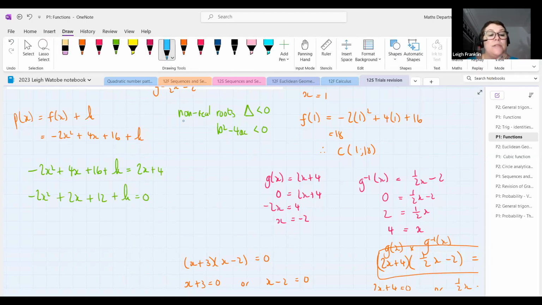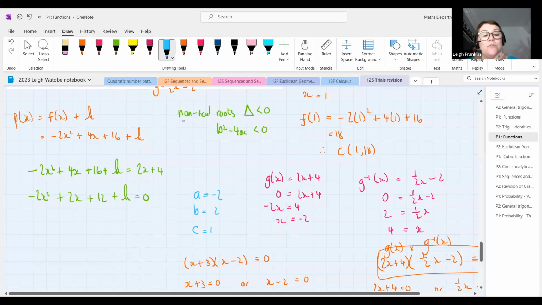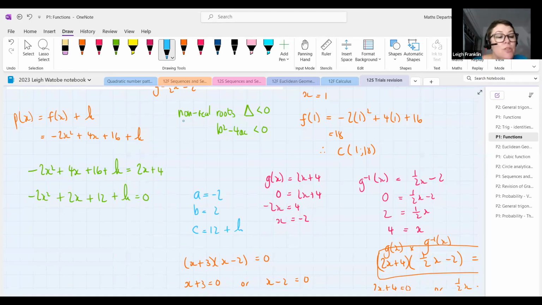Now that it's in standard form, we can say that the value of a, the coefficient of the x squared term, is negative 2. The value of b, the coefficient of the x term, is positive 2. And c is everything else. So c is 12 plus k. Now we want to sub this into delta. So we've got b squared minus 4ac for non-real roots. For non-real roots, delta is smaller than 0. So we're going to sub it into that.